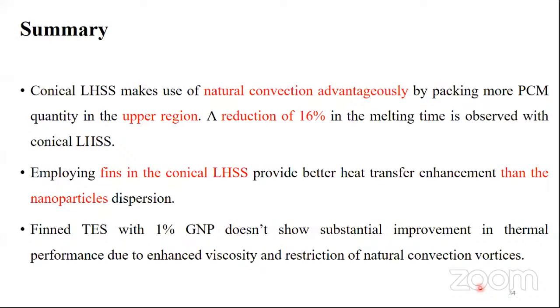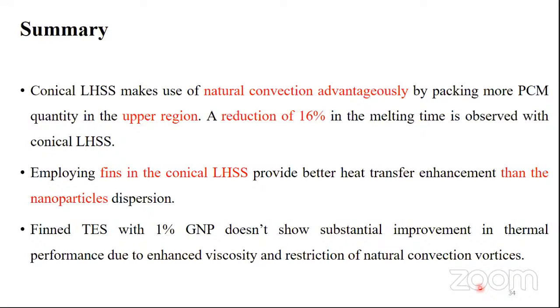This is the summary of this part of the system, where we are saying that conical based latent heat energy storage systems can make use of natural convection advantageously by packing more PCM into the region and having a net reduction of 16% when it comes to the melting time in comparison to that of its cylindrical counterpart.